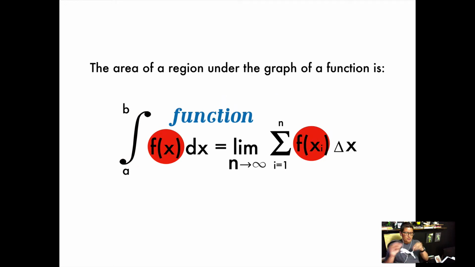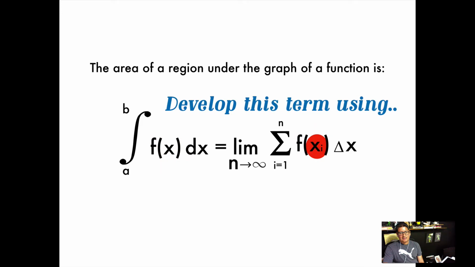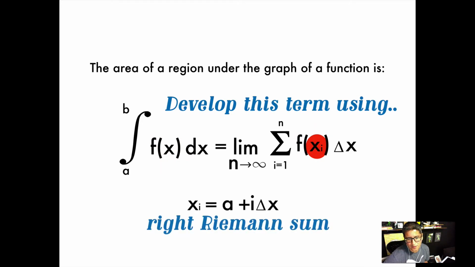Recall that to find the area of a region, you need a length and a width. And here is my y term, if you will, my f of x. And then on my limit side, it's f of x sub i. I want to highlight that x sub i there, because we developed this term by using what's called a right Riemann sum. And that's going to be your lower limit a plus your i times the delta x.